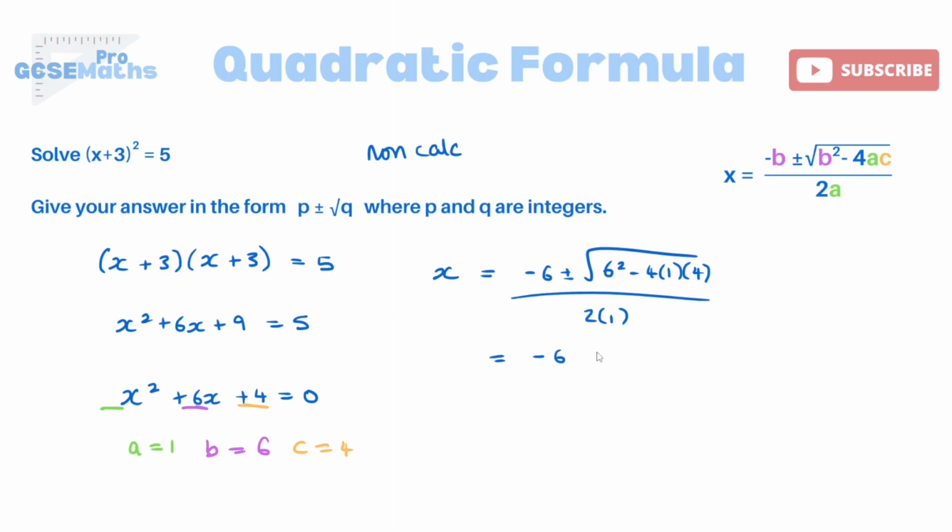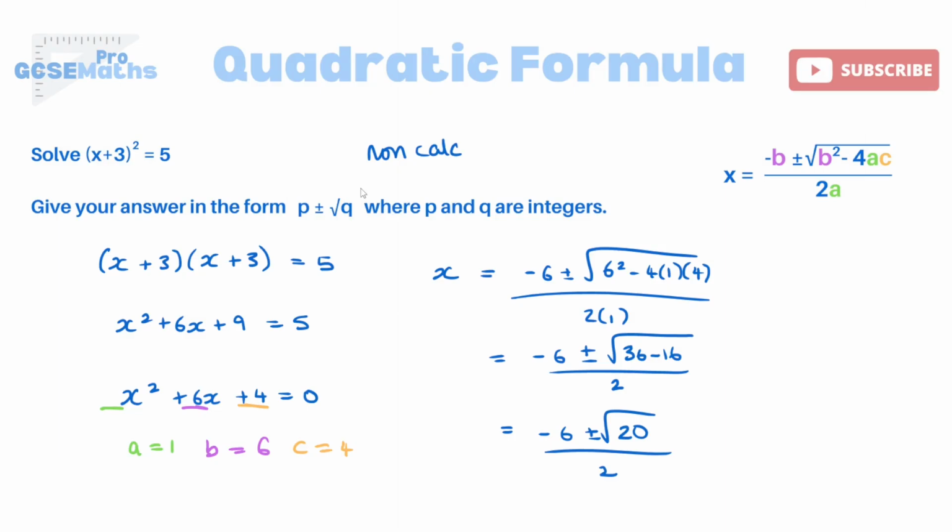So minus 6, can't really do anything with that so far. Plus or minus, 6 squared is 36, and then this bit is 4 times 1 times 4, which is minus 16, isn't it? 2 times 1 is 2. Do you see how I can just keep working through it piece by piece? That gives me the root 20 over 2.